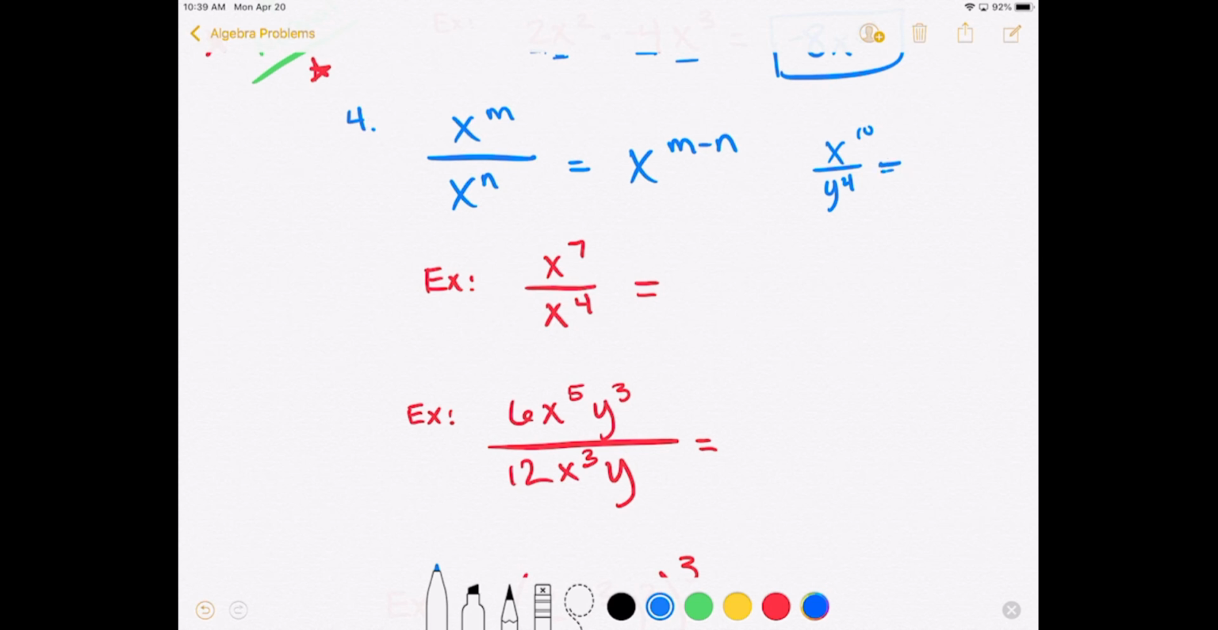So this does not equal, if this catches up. I mean, that doesn't equal, you can't do anything yet. You cannot subtract those powers, so don't even try. They've got to be the same variable.